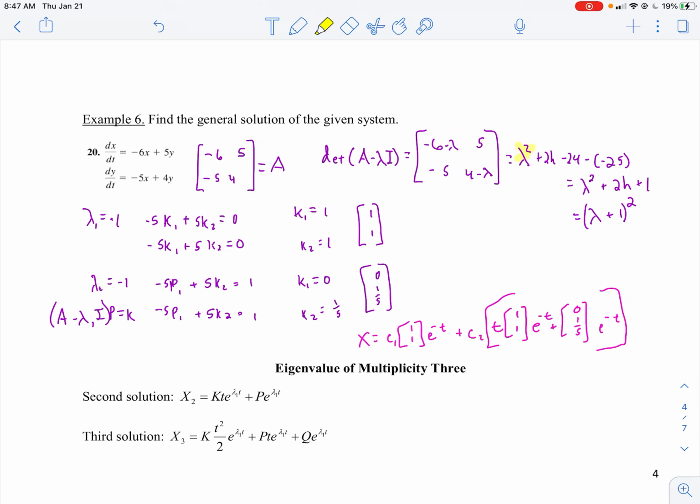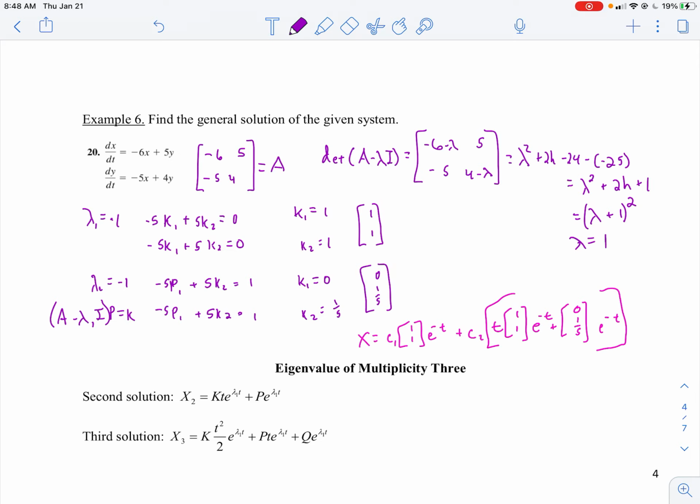We go ahead and find the determinant. When we do that, we get lambda squared plus 2 lambda minus 24 minus negative 25, because 5 times negative 5 is negative 25. We end up with lambda squared plus 2 lambda plus 1, and then we can factor that to lambda plus 1 squared. So we have an eigenvalue of negative 1 with multiplicity 2, so it repeats twice.